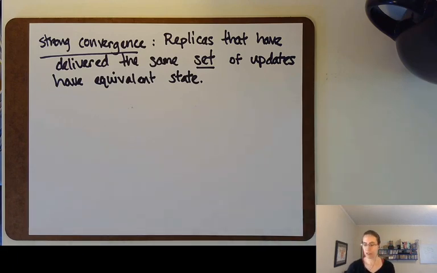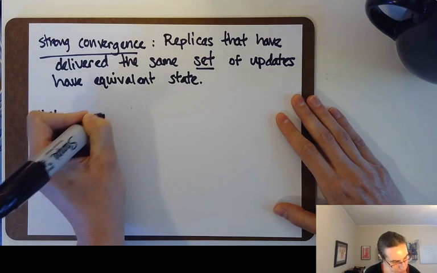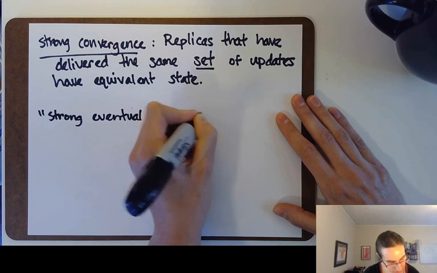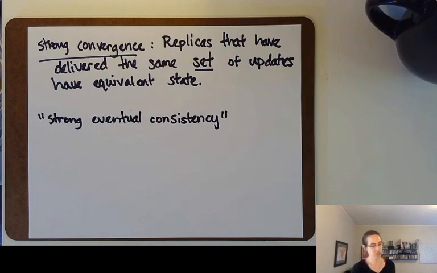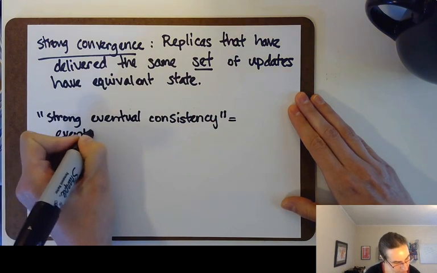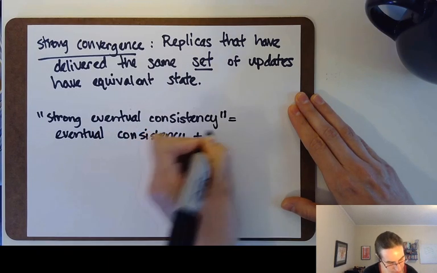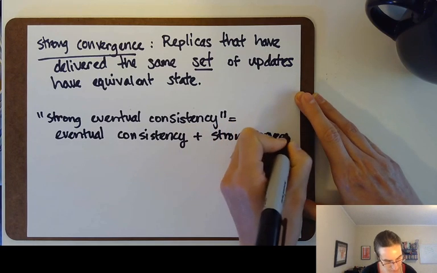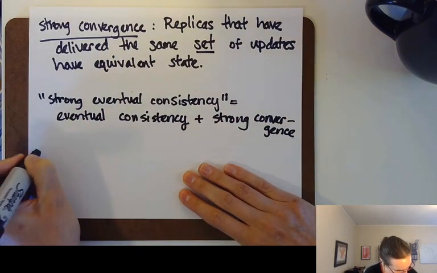Sometimes you'll hear people talk about a system that has strong eventual consistency. And strong eventual consistency is a combination of eventual consistency and strong convergence. I'll just write down the definition of EC again here, just so that it's all on one page.